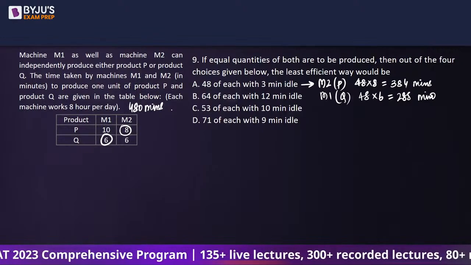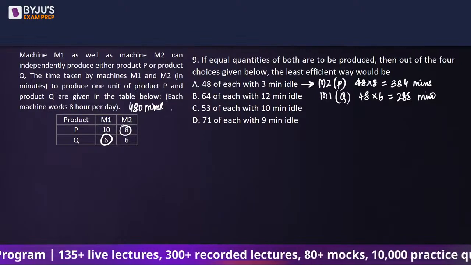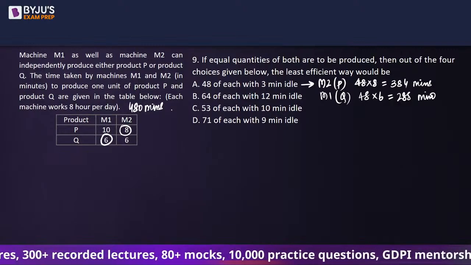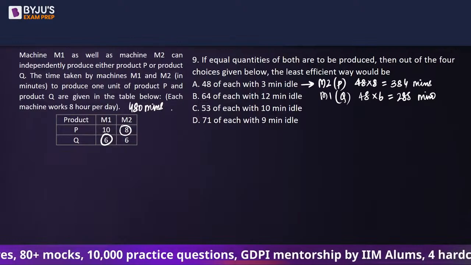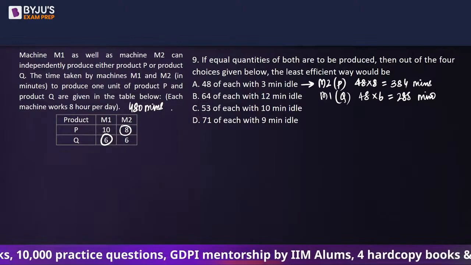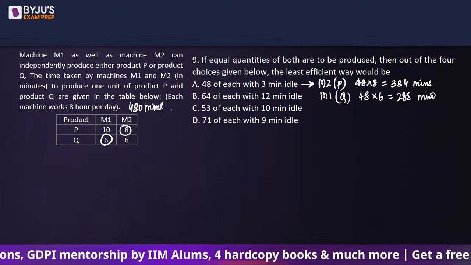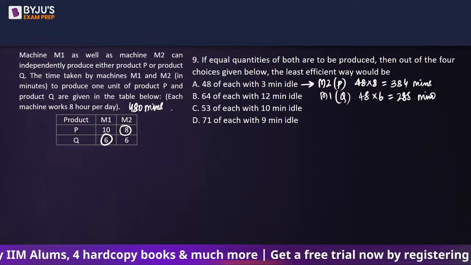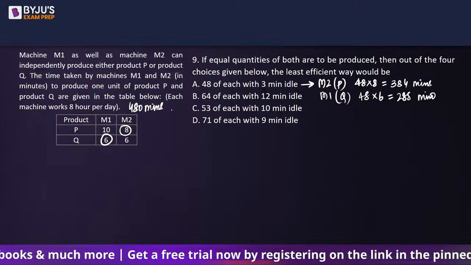Okay, let's try to understand this again. ठीक है, फिर से कोशिश करते हैं इस क्वेश्चन को समझने की. Since it says if equal quantities of both are to be produced, then out of the 4 choices given below, the least efficient way would be. The least efficient way from the option should be the one that gives least production with highest idle time.